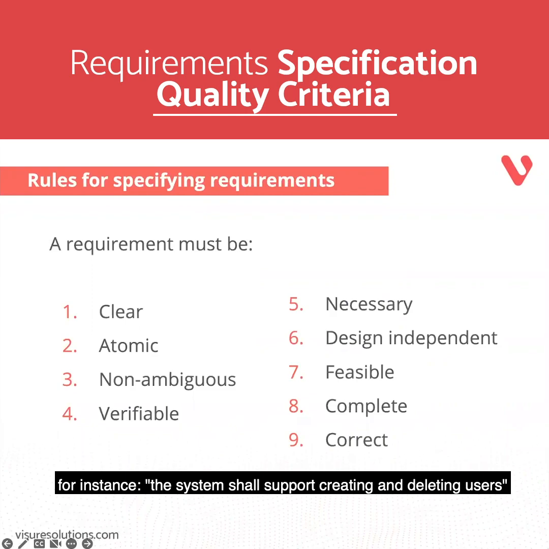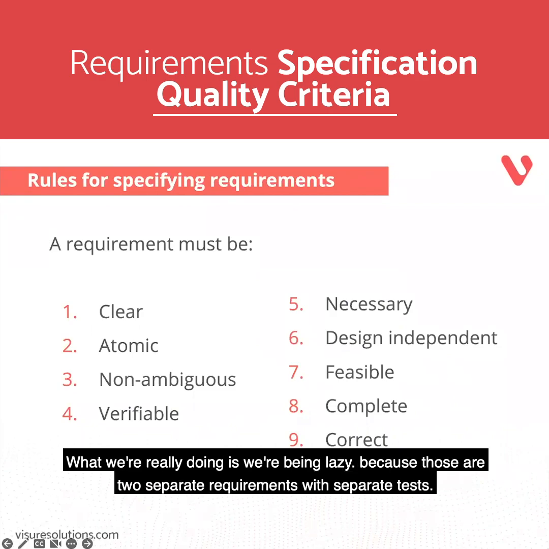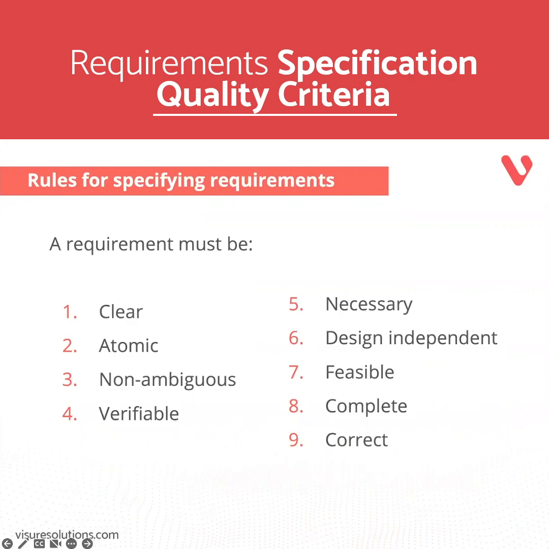So, for instance, the system shall support creating and deleting users. You might think that that's one requirement, but what we're really doing is that we're being lazy, because those are two separate requirements with separate tests. So we should phrase it: the user shall be able to create new users, and the user shall be able to delete existing users. There are exceptions here.